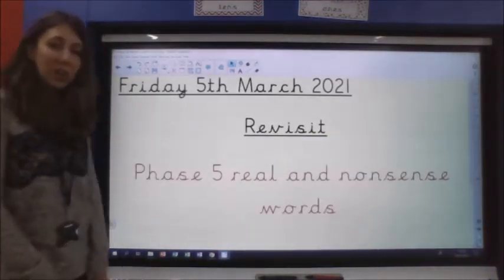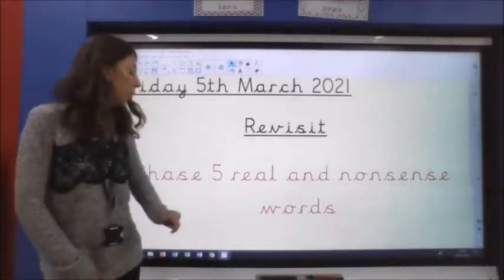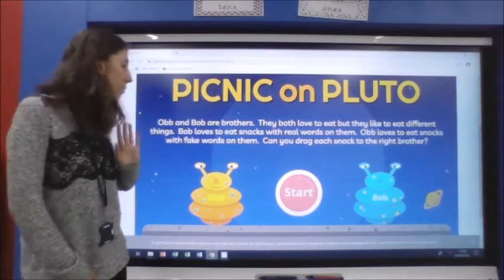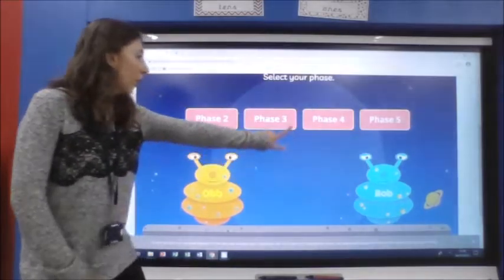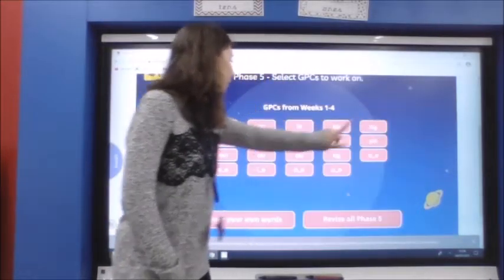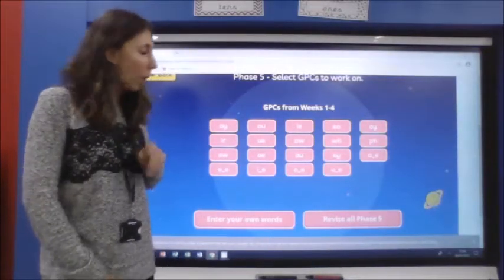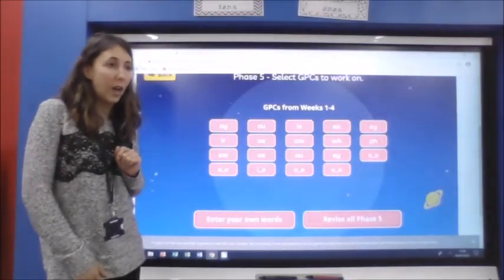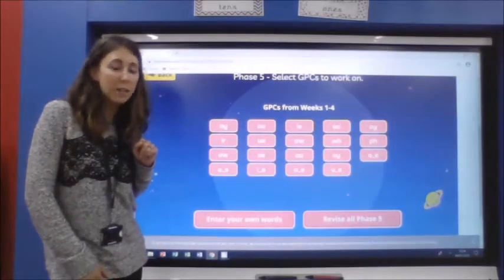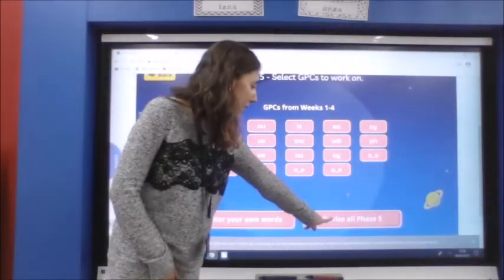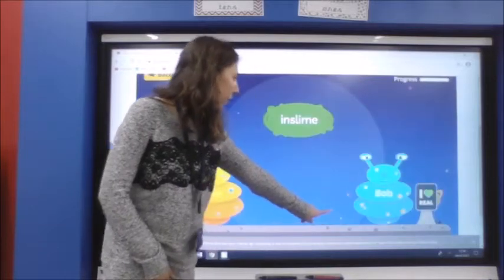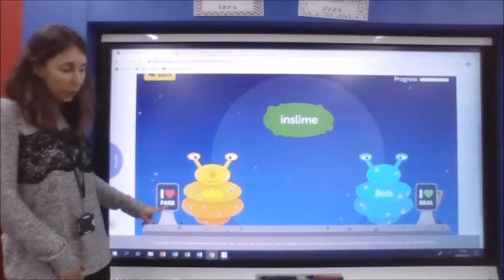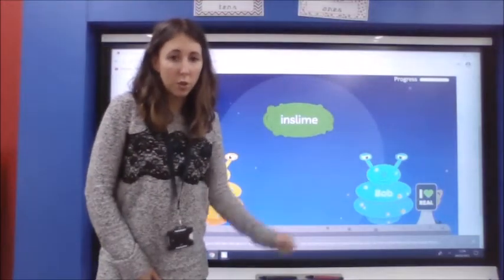I'm going to start with some phase 5 real and nonsense words, and we're going to use Obb and Bob on Phonics Play. So we are going to think about phase 5. If you go onto Obb and Bob, you can choose the graphemes from phase 5, and you could choose just one to look at, but we are going to go on the bottom that says revise all phase 5. So remember, Bob has the fake words and Obb has the real words.